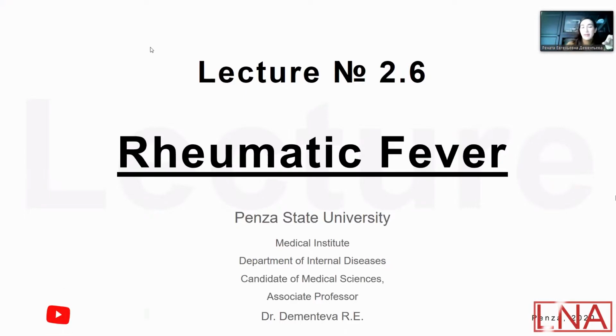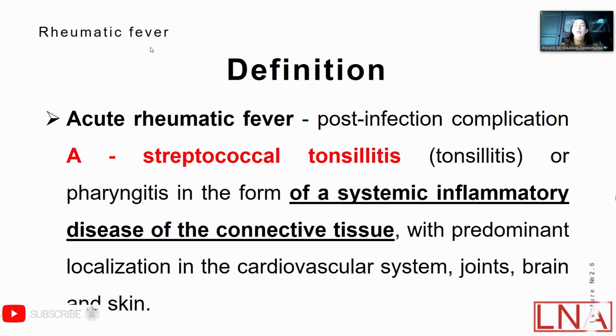So, rheumatic fever. About the definition, the term of rheumatic fever. It's a post-infection complication associated with streptococcal tonsillitis or pharyngitis, in the form of a systemic inflammatory disease of the connective tissue. So, a post-infection complication associated with beta hemolytic streptococcus group A and acute tonsillitis or acute pharyngitis, in the form of a systemic inflammatory disease of the connective tissue.